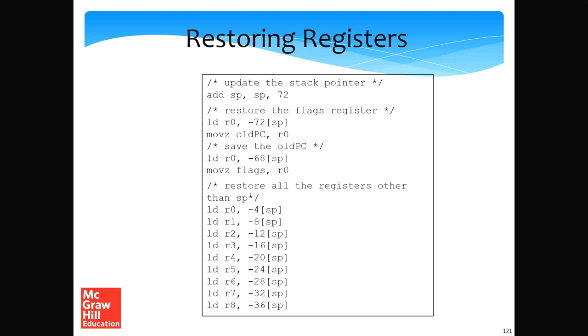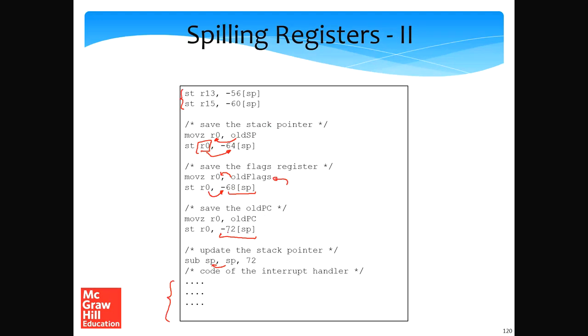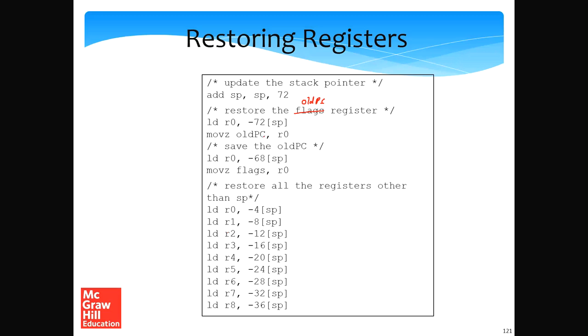So for restoring registers, we pretty much work in the reverse fashion. So we update the stack pointer by 72. Then we restore the old PC. It's not the flags register, it's actually the old PC. So we restore the old PC. So what we do, so recall that the old PC we had saved in this location. So we restore the old PC, right? And so we transfer this to R0, and then we have a move Z instruction to do that.